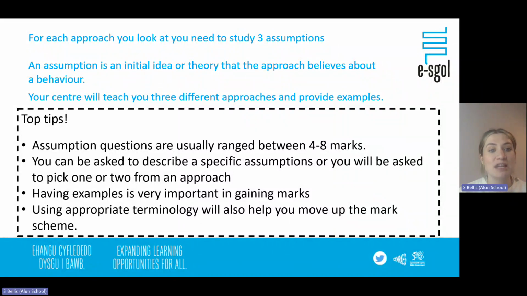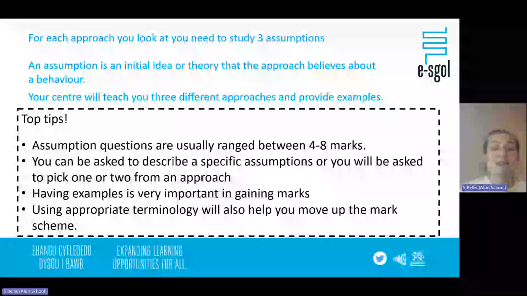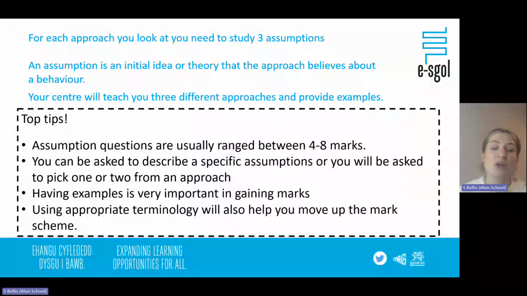So, like I said, for each approach, you will look at about 3 assumptions. And an assumption is an initial idea or a theory that the approach believes about behaviour, about humans. Where does their behaviour come from? And depending on which approach you're looking at, all of the assumptions will be different.